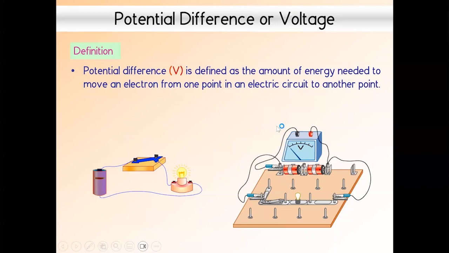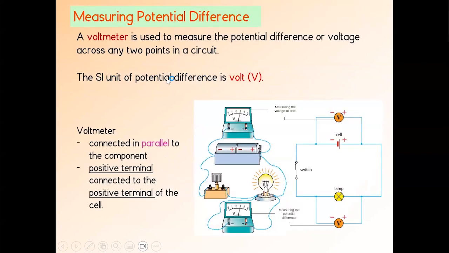Later, I'll show you how a conductor looks like when we talk about the atomic level. A voltmeter here. Take note, if you want to measure potential difference, right, you need to connect the voltmeter across that particular component you are measuring. Okay, so SI unit for potential difference is the volt. It's a capital V. Now, it has to be connected in parallel and make sure positive terminal, right?